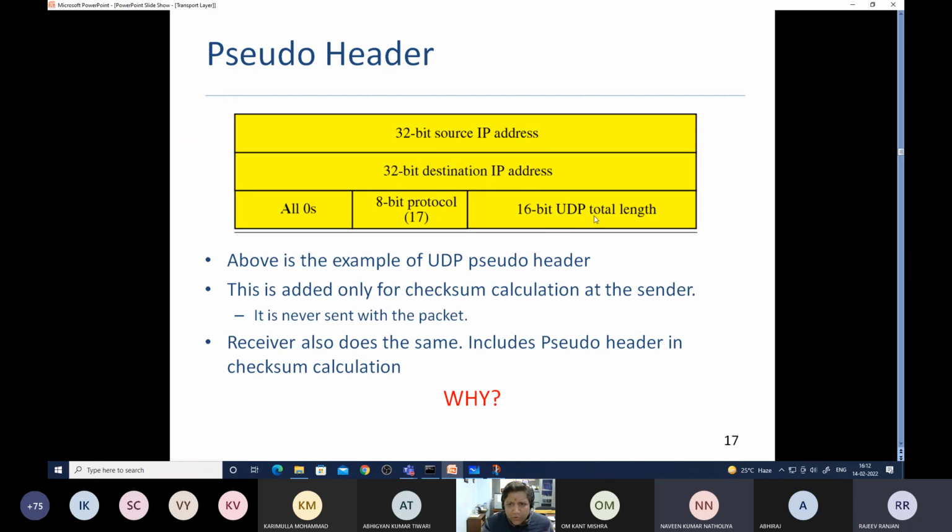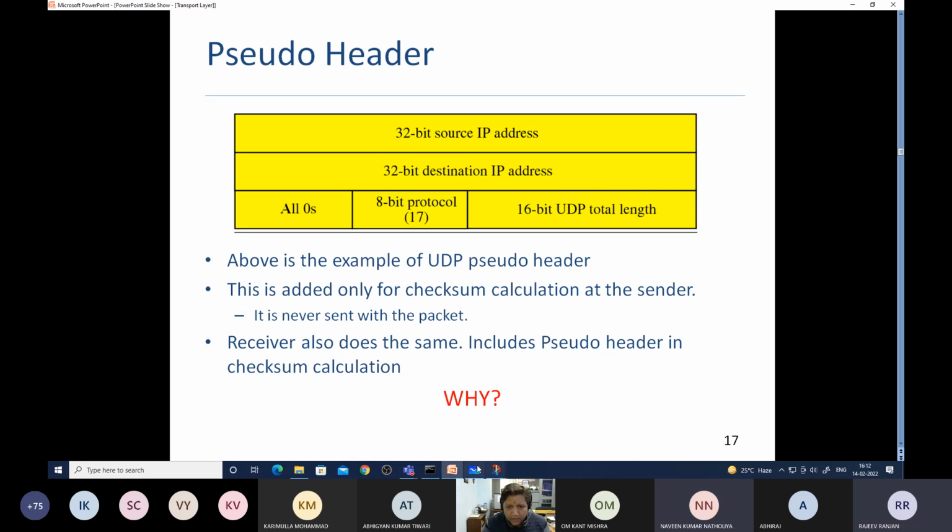So there is a 16-bit UDP total length, an 8-bit protocol field, whether it's UDP or TCP, and eight zeros, then the source IP address and the destination IP address. These values are included while you are calculating the checksum, and the receiver will also do the same. Include the pseudo header in the checksum calculation. The pseudo header is not part of the packet.